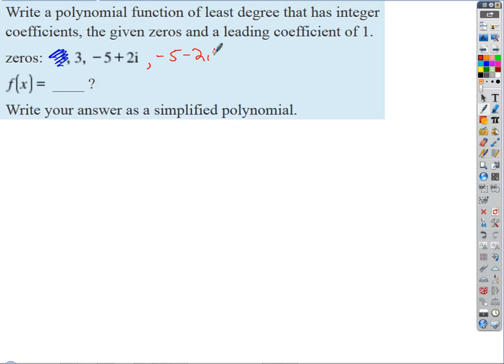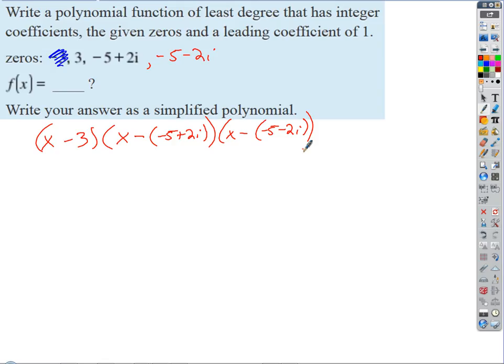So I'm just going to find the product of all those factors, right? We're going to end up with x minus 3 times, now what am I going to do with this though? I'm going to have to put this whole thing in parentheses, right? I'm going to have x minus -5 plus 2i times x minus -5 minus 2i, right? Everybody agree? Because I'm always just subtracting the zeros from x to build the factors.